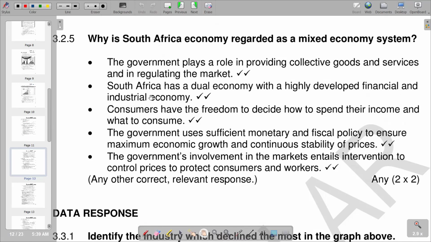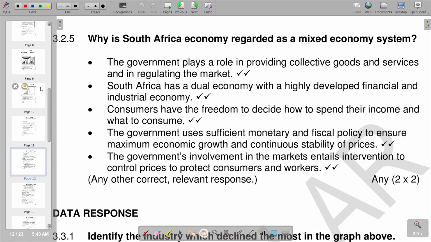The second point, South Africa is a dual economy with a highly developed financial and industrial economy. Consumers have the freedom to decide how to spend their income and what to consume, describing the market economy. Then the government uses sufficient monetary and fiscal policy to ensure maximum economic growth and continuous stability of prices. So the government involvement in the markets entails intervention to control prices to protect consumers and workers. So these are the explanations that we have in terms of the mixed economy.